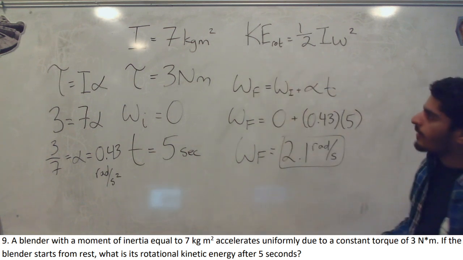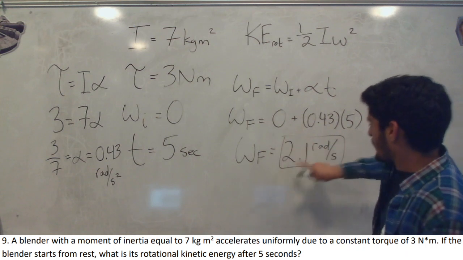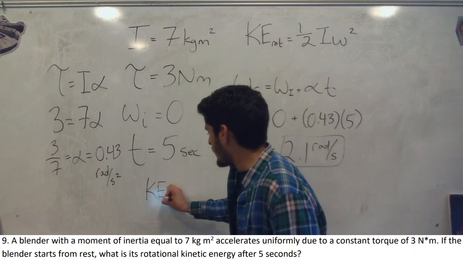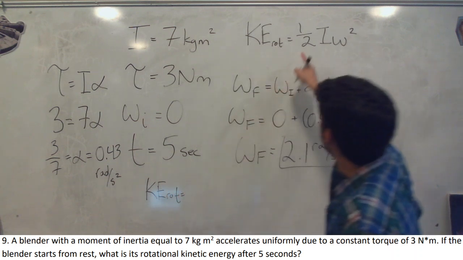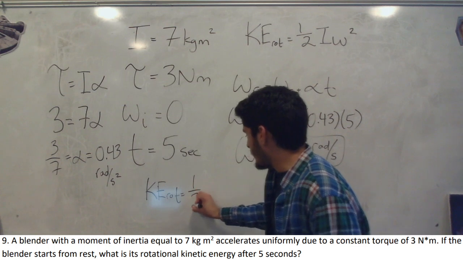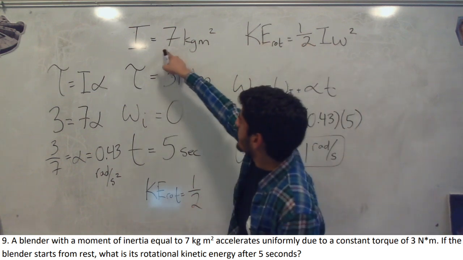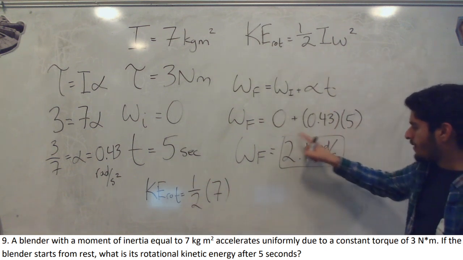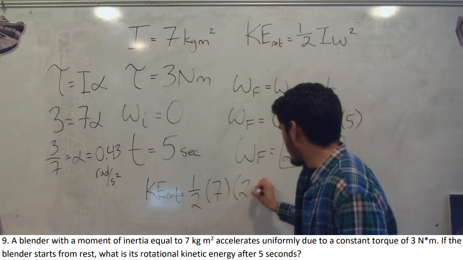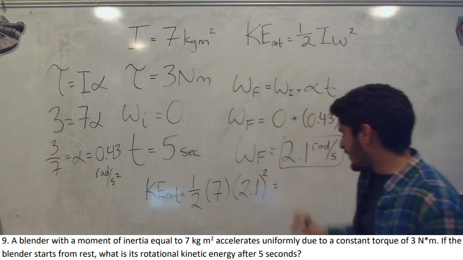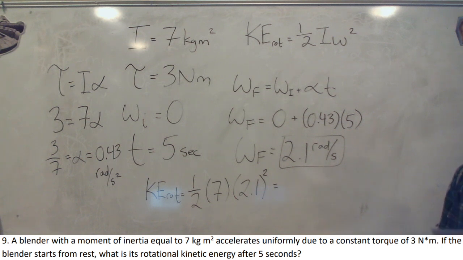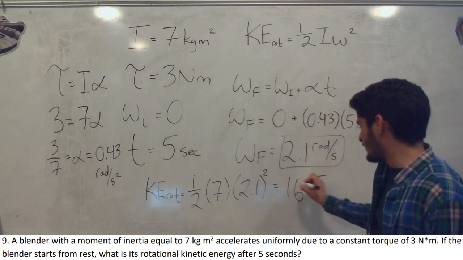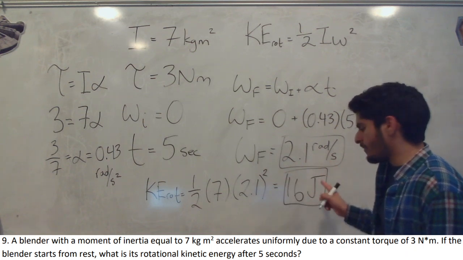And in order to find that, we have to multiply the square of this times inertia and divide by 2. So we're going to say kinetic energy of rotation is equal to 1/2, that's a constant, times I, our moment of inertia, which they told us is 7, times our omega squared, so times 2.1 squared. And then that's just plug and play in your calculator. You should hopefully get 16-ish, 16 joules.